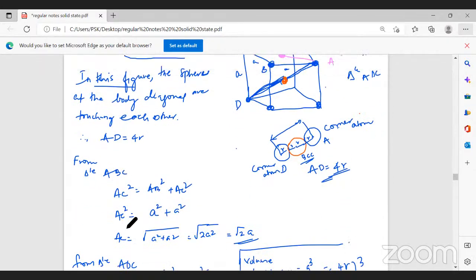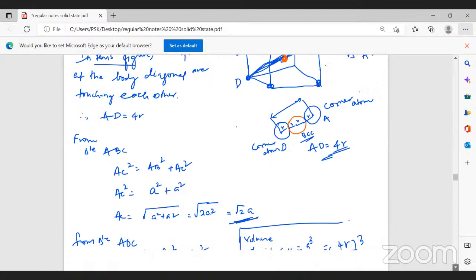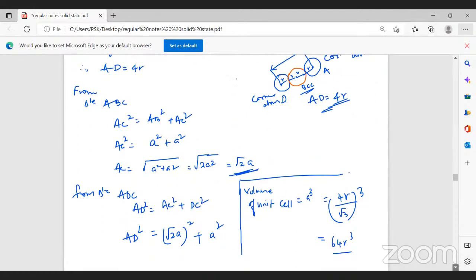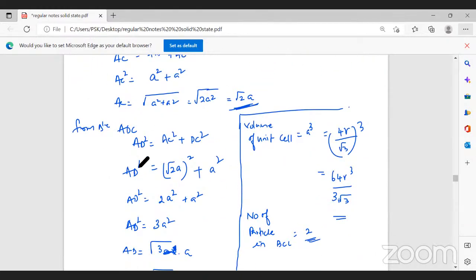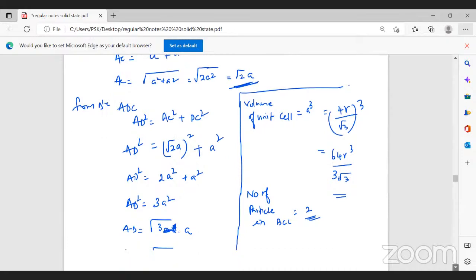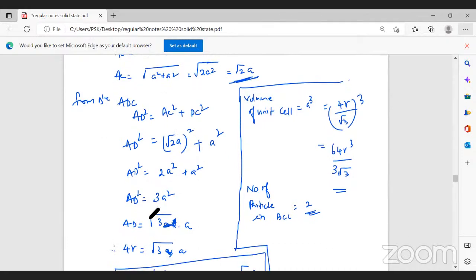Consider the triangle ABC. AC square is equal to A square plus A square, so AC is the square root of 2A square, that is root 2 into A. Now, from the triangle ADC, we know that AD square is equal to AC square plus DC square. On simplification, you get AD is equal to root 3A. AD, we know that it is 4R. So 4R is equal to root 3A.